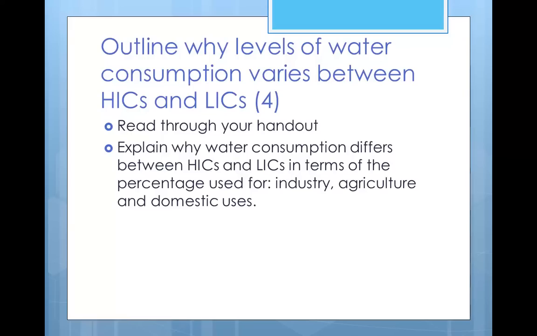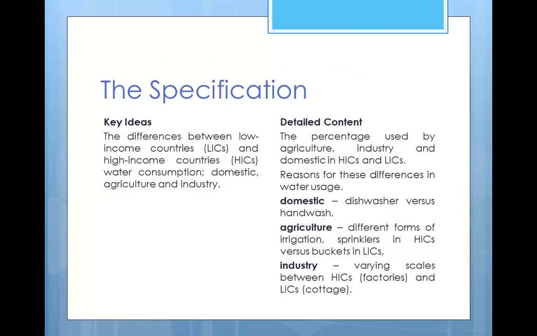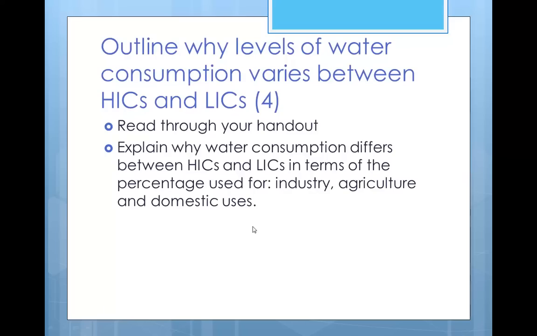The last screen which I'm going to show you is just going to be the specification, and you can see where everything which we've been looking at today comes up in the specifications. So we've looked at the differences between low income and high income countries, water consumption through domestic, agriculture and industry, and then we've just picked up on the different aspects, so domestic, agriculture and industry, and developed those in more detail. So if you can make sure that you're filling in your notes and you've written out probably between half a side to a side on why levels of water consumption varies between HICs and LICs.